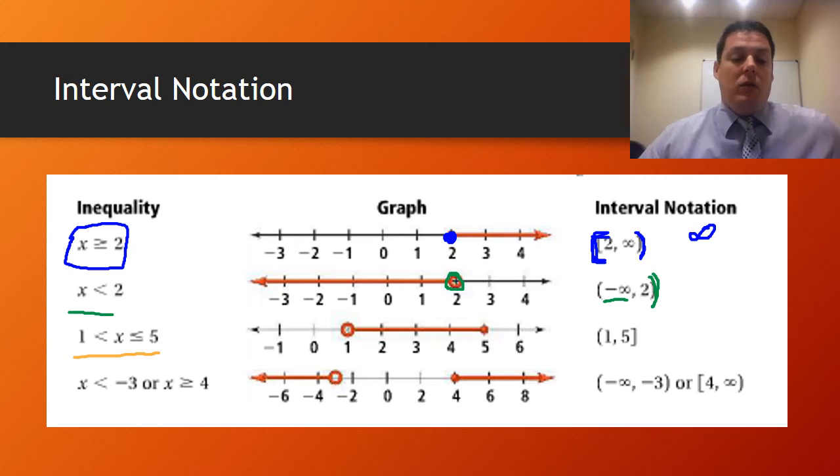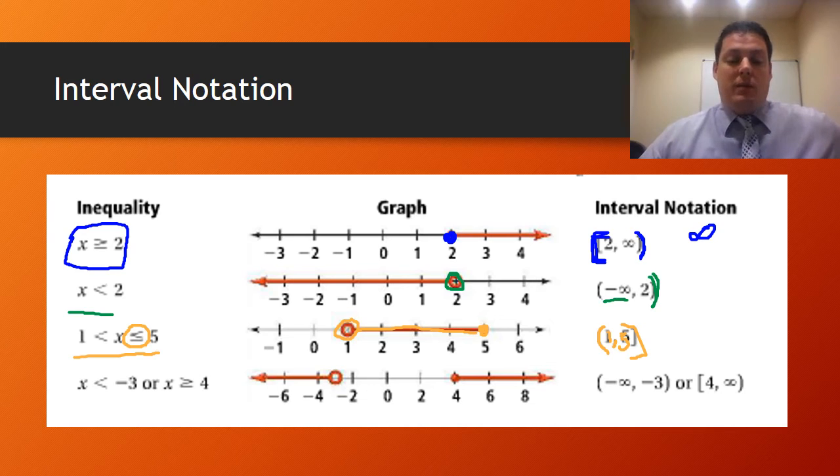x is between 1 and 5, but it's less than or equal to 5. So we have an open dot at 1, we have a closed dot at 5, and we want everything in between. So open dot, we're going to use parentheses, 1 to 5. 5 is a closed dot, we're going to use a bracket.